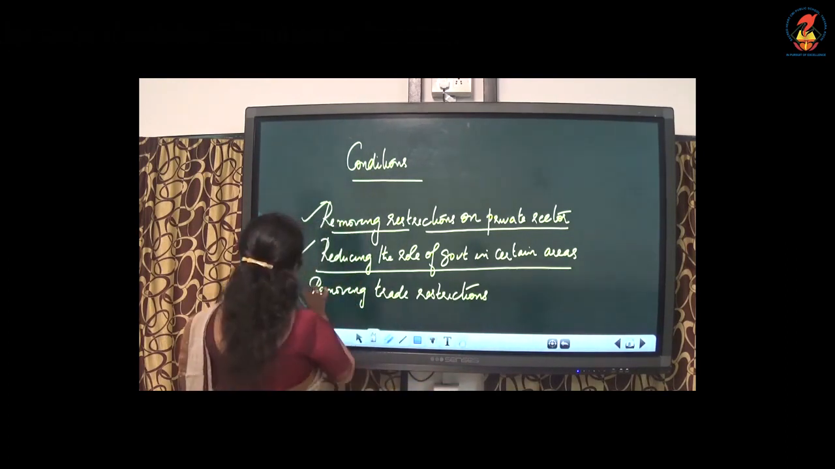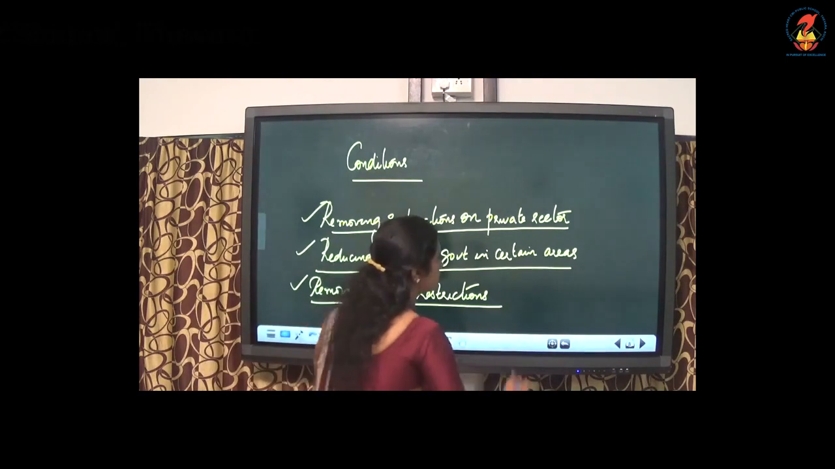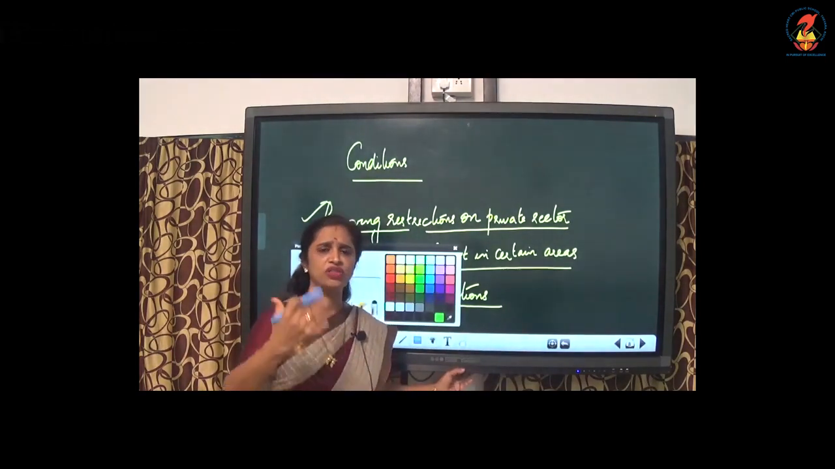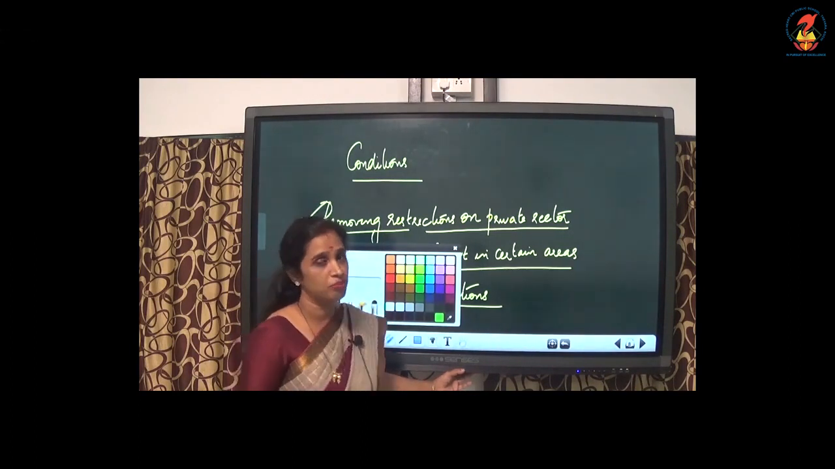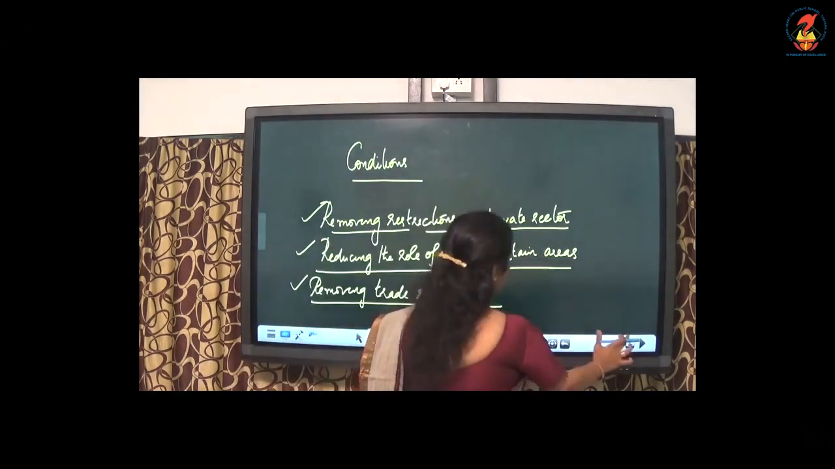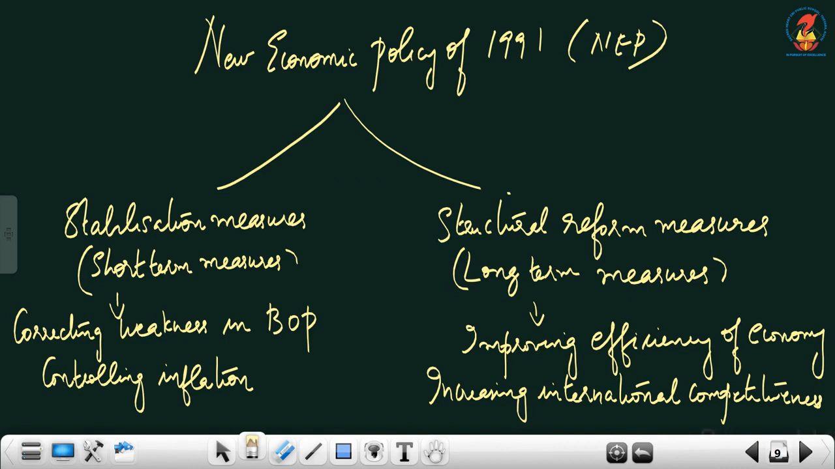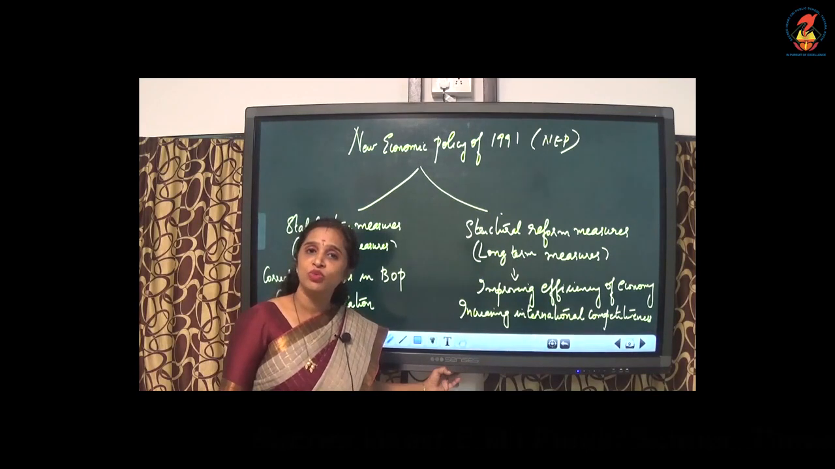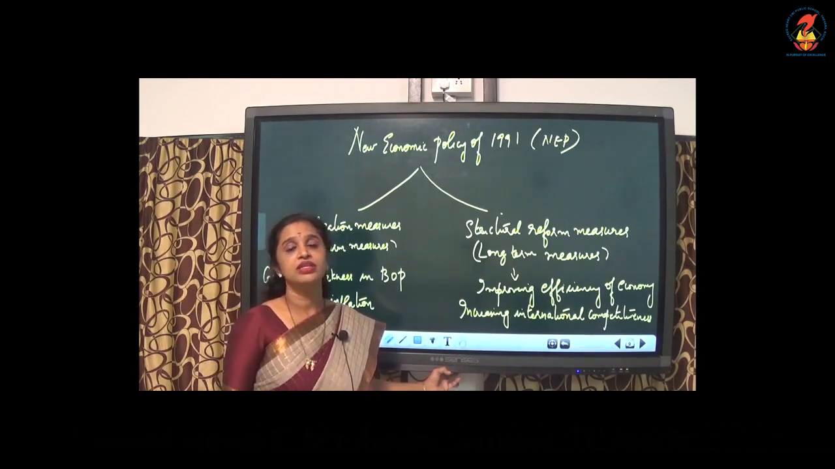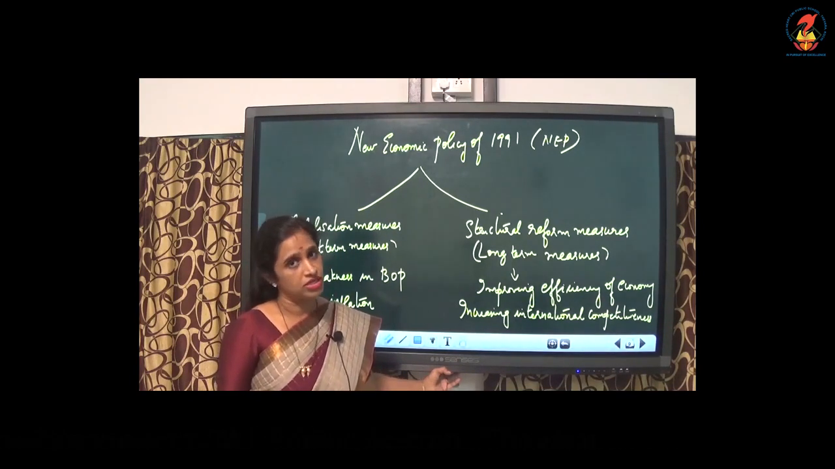Then, what was the next condition? Removing all kinds of trade restrictions. Take away all the trade restrictions that were imposed by India during the planning period, such as quota restrictions, and all those kinds of measures taken by the government. So, remove all those things. So, on the basis of these three conditions, the IMF and the World Bank granted $7 billion to India for its functioning.